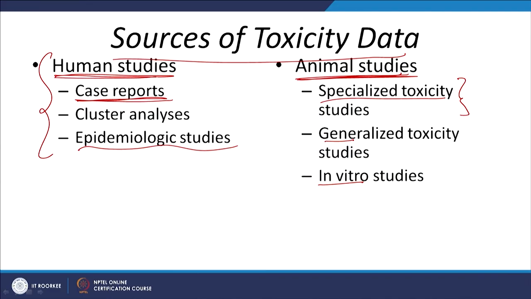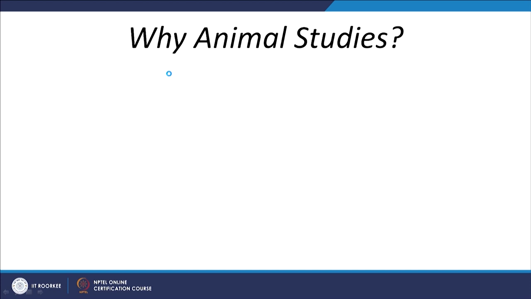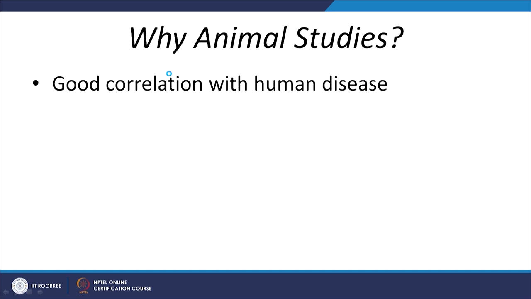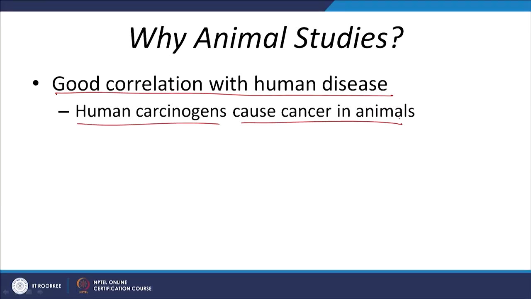Again, human studies when possible, if not, in general, certainly animal studies. So specialized toxicity studies for pharma and such compounds, in general, human studies are necessary. In this context, why animal studies? As we just discussed, there's a good correlation with human disease, as in the relevant responses that you would see in the rats or mice. For most kinds of diseases, there's a good correlation with the diseases that you would observe if humans ingest that particular compound. And also, human carcinogens seem to cause cancer in animals too.